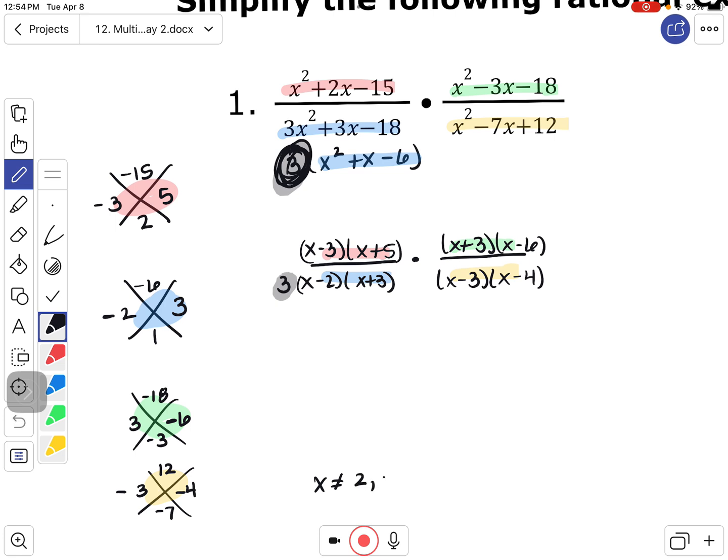Then it's a positive 3, so negative 3 is the opposite. Moving over a little bit to the right, it's x minus 3, so it's going to be a positive 3. And last is x minus 4, so it's going to be a positive 4.